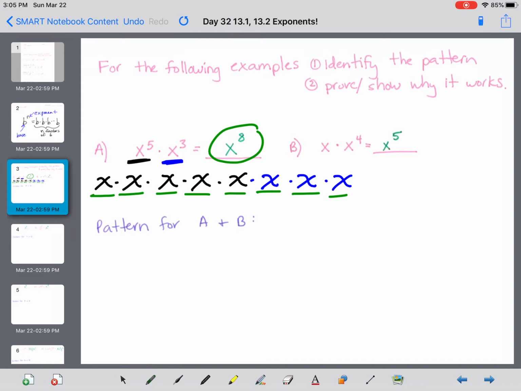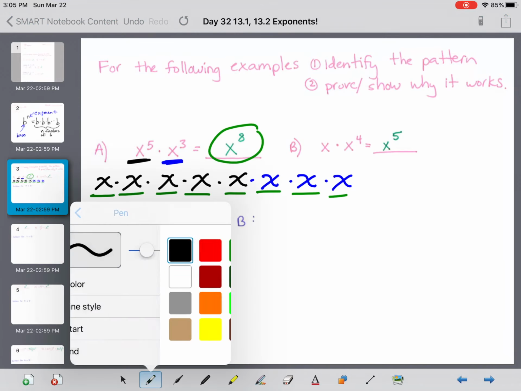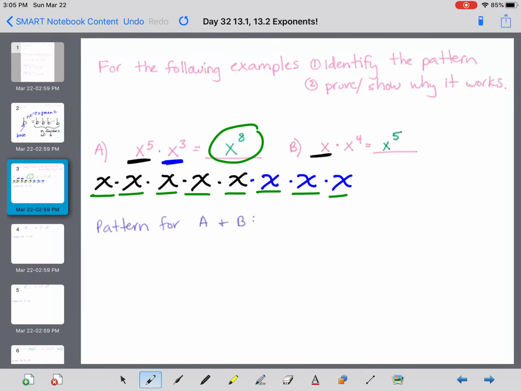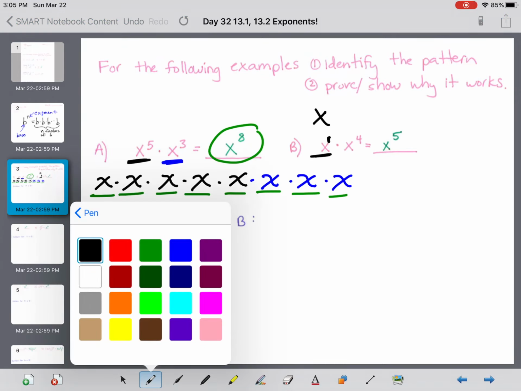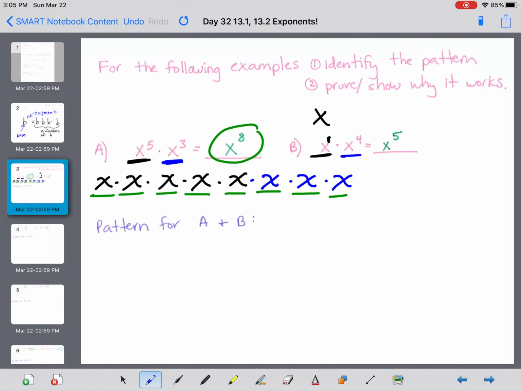Let's look at part B here. So we're going to have x times x to the 4th. So x, I'll just write, that's going to be 1 factor of x. We're really lazy right there. Think about the superscript right there being written as 1. That means there's 1 factor of x. Now we're going to do x to the 4th. So x to the 4th would mean that there's going to be 4 factors of x all multiplied together.